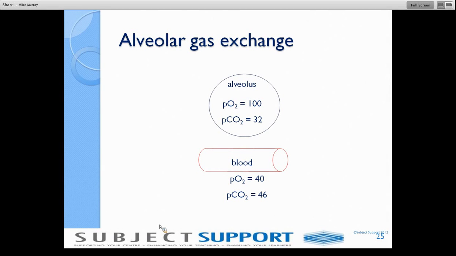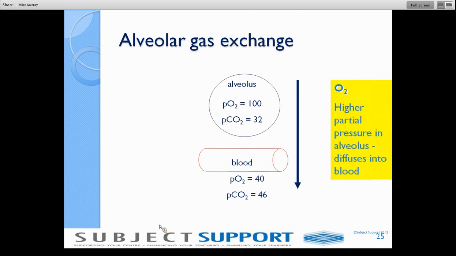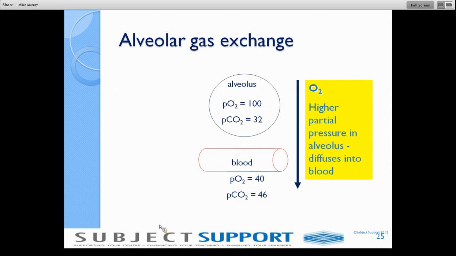And hopefully you've put something like: one gas goes that way, and the gas that goes that way is oxygen, and the oxygen goes that way because the partial pressure of the oxygen in the alveolus is higher than the partial pressure of the oxygen in the blood, or words to that effect. You get the direction and some idea of the difference in partial pressures.